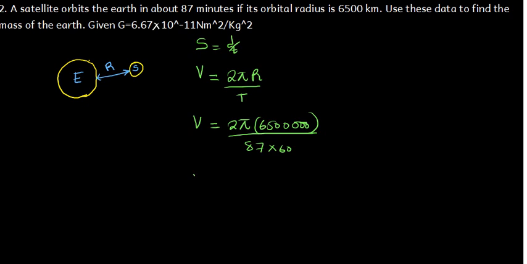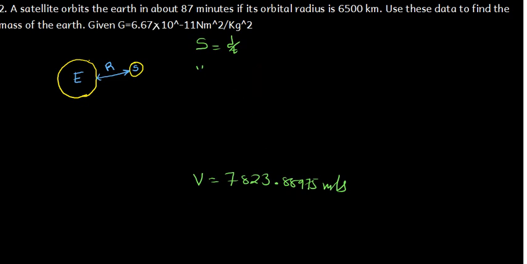So this is going to give us a velocity of 6500 multiplied by 2 pi and divided by 87 multiplied by 60. That is going to give us 7823.88975 meters per second. So this is the velocity at which this satellite is moving around the Earth.